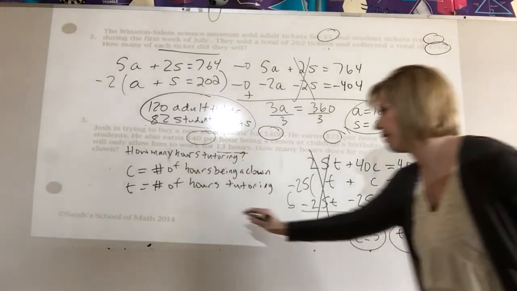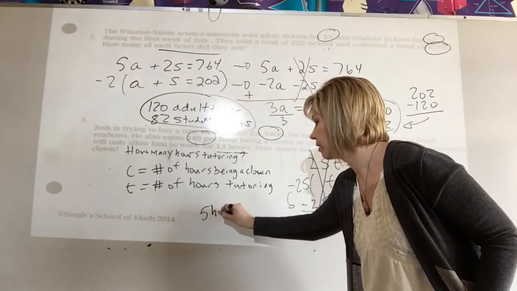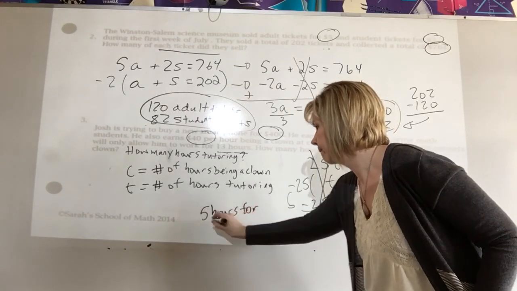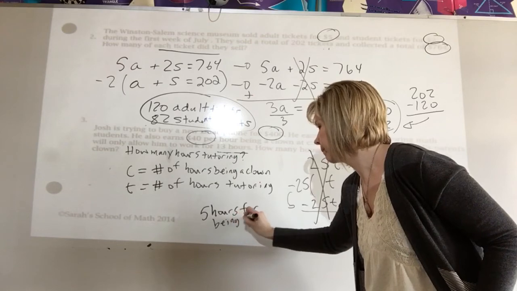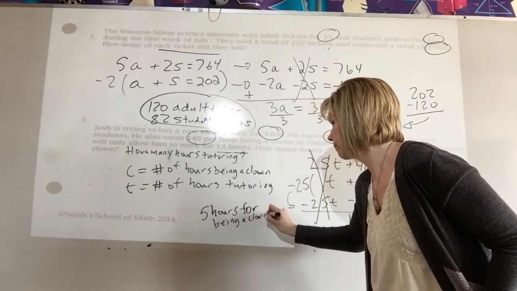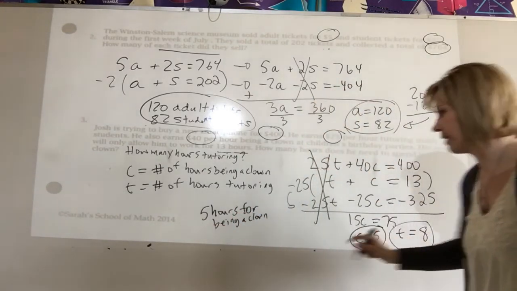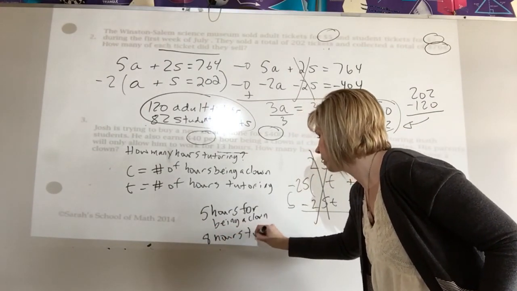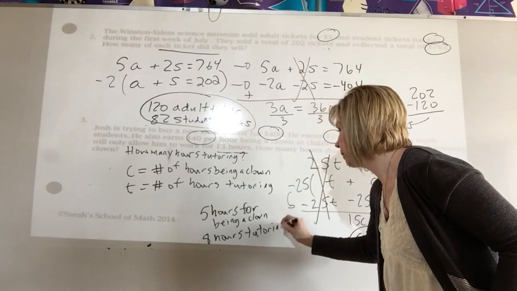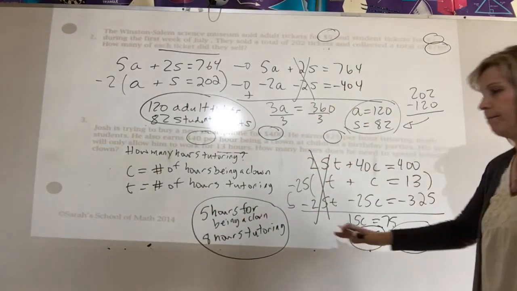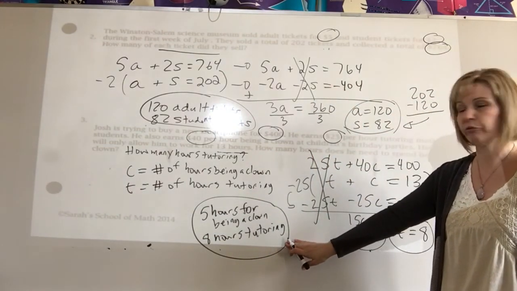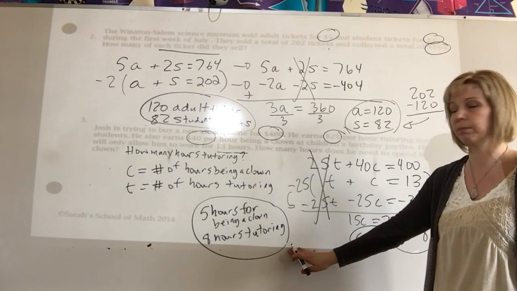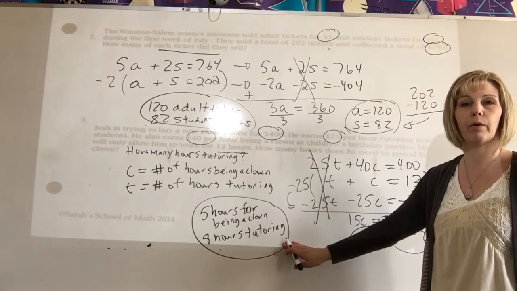And so we could say 5 hours for being a clown. And then we got the 8, t was 8, so 8 hours tutoring. So please, I would like you to make a conclusion for your answers, make it make sense. So after you solve the word problems, then answer what the question is.